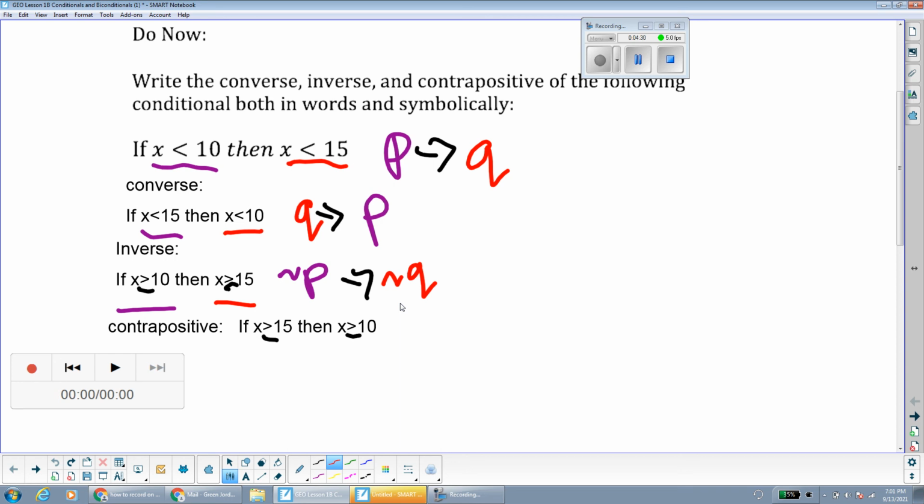And finally, for the contrapositive, since it involves both switching the order of the premise and conclusion and negating both, we can symbolically represent it as if not Q, then not P.